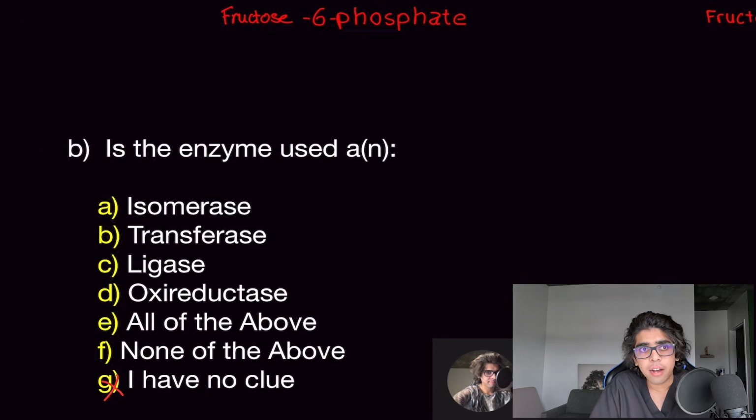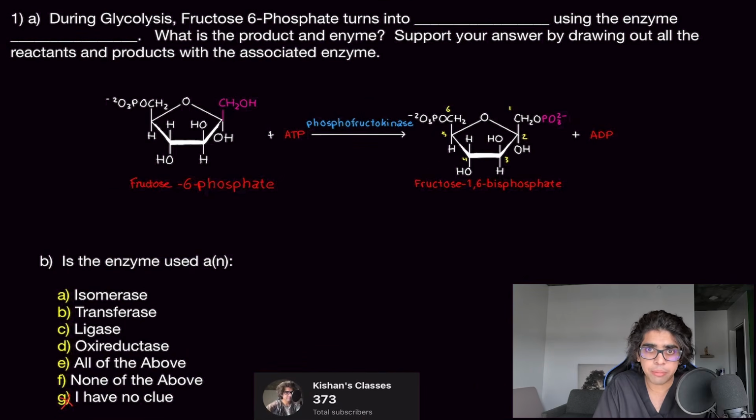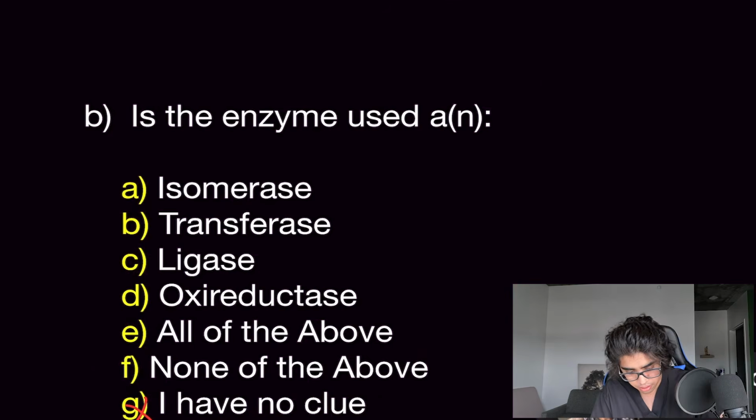A. Is it an isomerase? It is not an isomerase, because this is not an isomer. Fructose 6-phosphate and fructose 1,6-bisphosphate, the only thing we're adding is a phosphate group. This is not an isomer. What an isomer would be is if it was from glucose 6-phosphate to fructose 6-phosphate. That uses an isomerase. So this is not an isomerase, so it's not A.